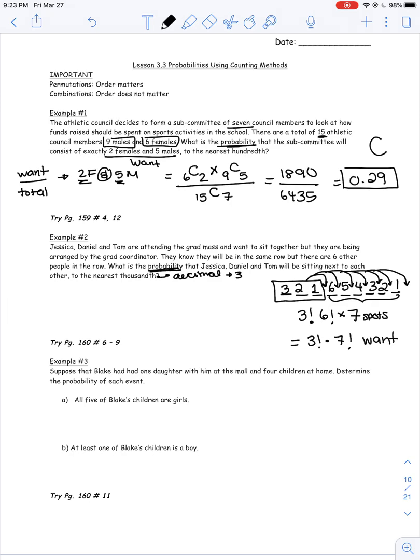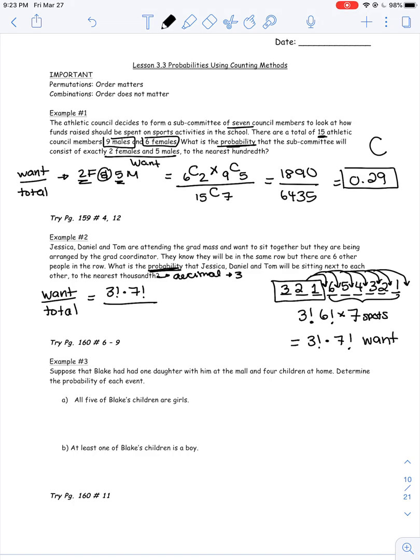Now what we just did was we calculated the want. Because of the word probability, we have to write want over total. So that's what's different about this lesson. Our want is going to be 3 factorial times 7 factorial over the total, which is, well, what if there's no rules and we just have to rearrange these people in that row of 9 people, because there's 9 people in the row.